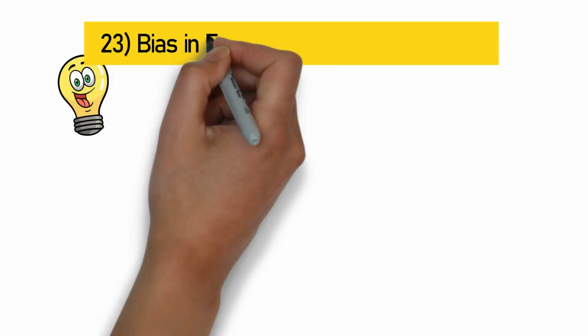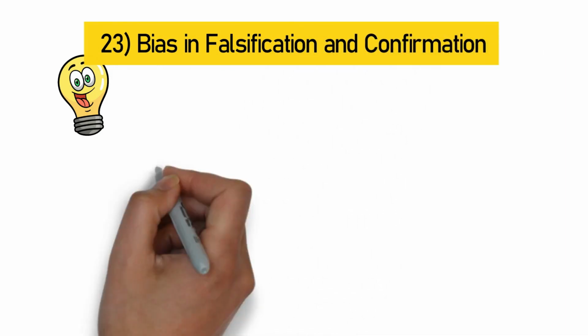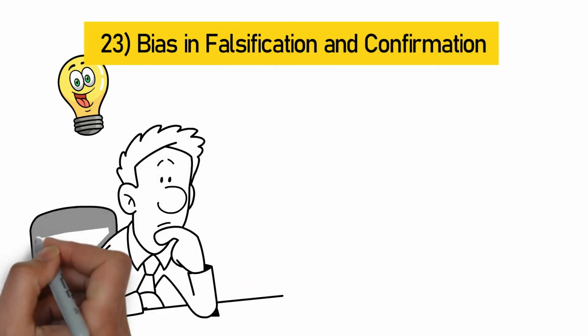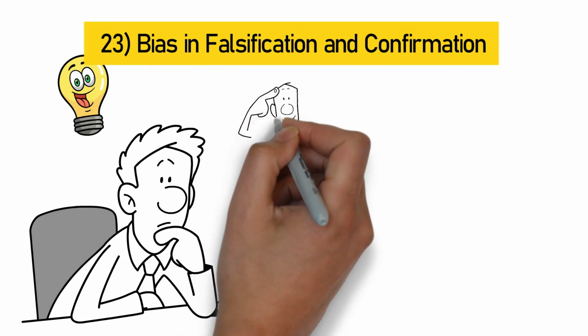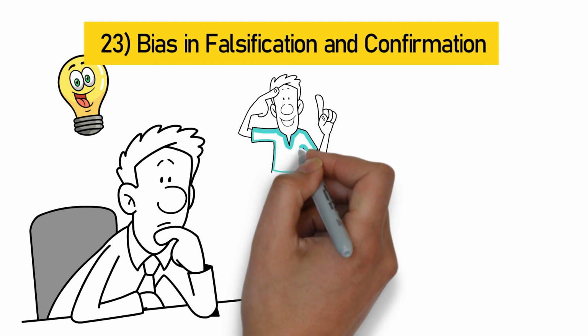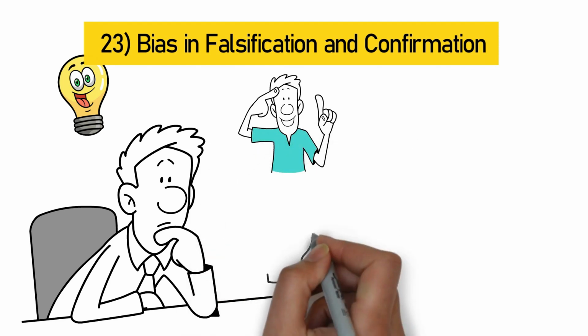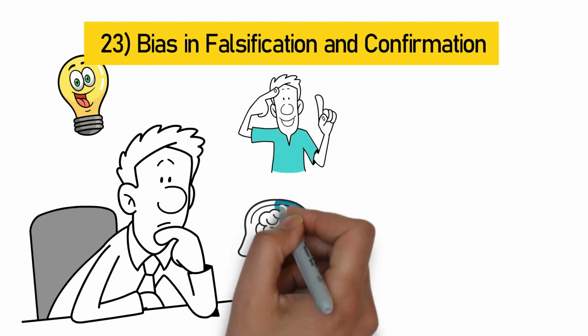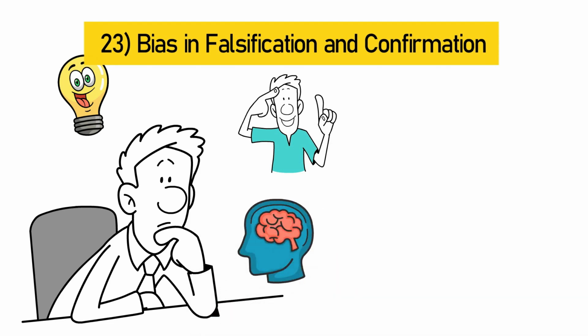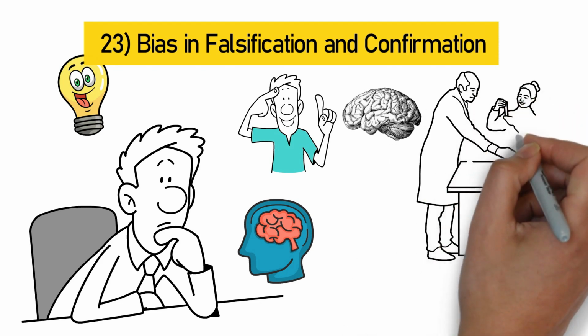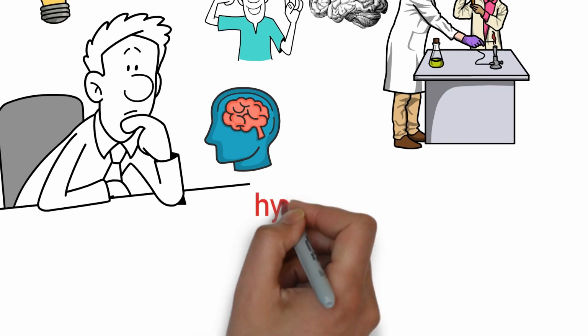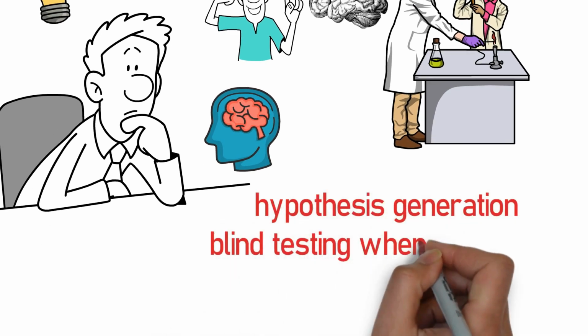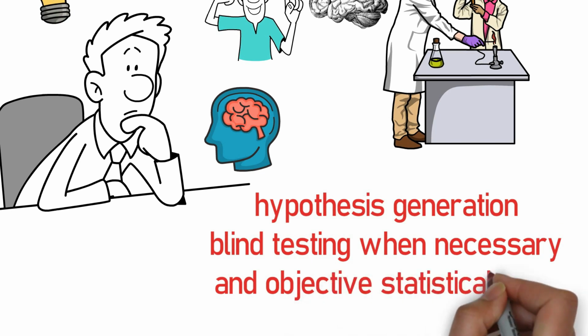Number 23, bias in falsification and confirmation. What a man wishes he also believes. Similarly, what we believe determines what we see. This is commonly referred to as the confirmation bias. It is a deeply ingrained mental habit, both energy-conserving and comfortable, to look for confirmations of long-held wisdom rather than violations. The scientific method, on the other hand, is designed to uncover precisely the opposite, which is why it works so well when followed. It includes hypothesis generation, blind testing when necessary, and objective statistical rigor.